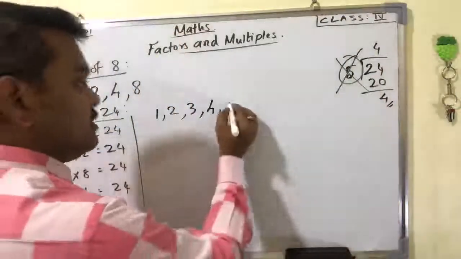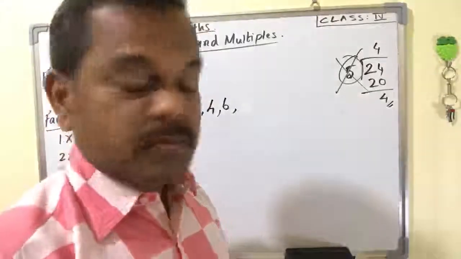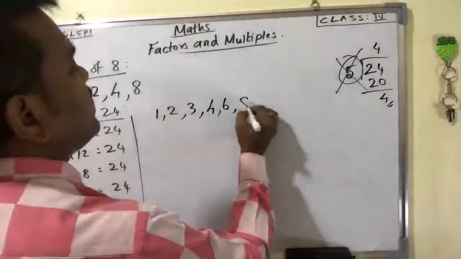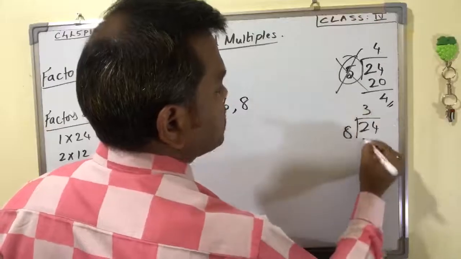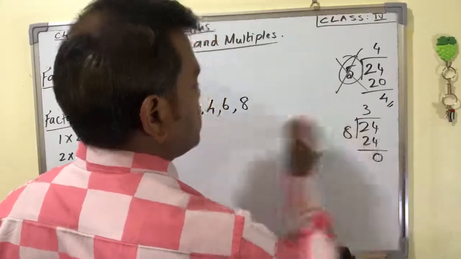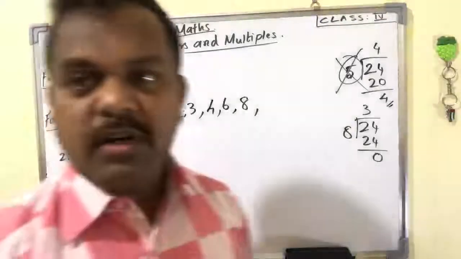Check 6. 6 is a factor. Okay. 7 is not a factor. And 8 is a factor because look here. 24 by 8. 3 8s are 24. Balance 0. So 8 is a factor. And 9 is not a factor.